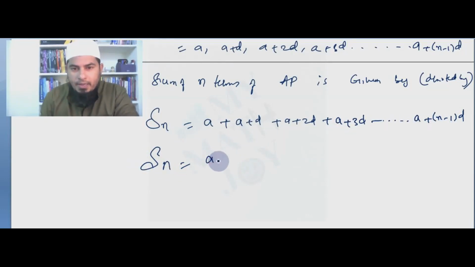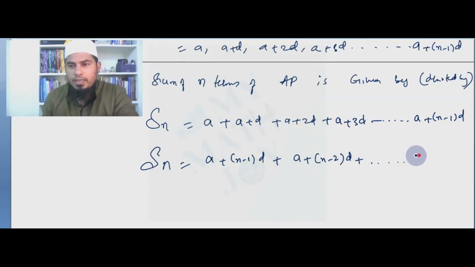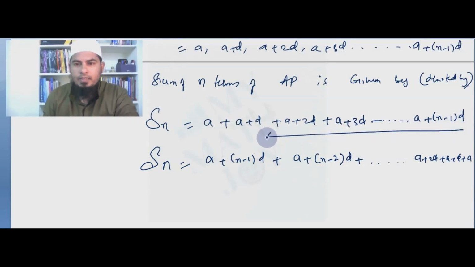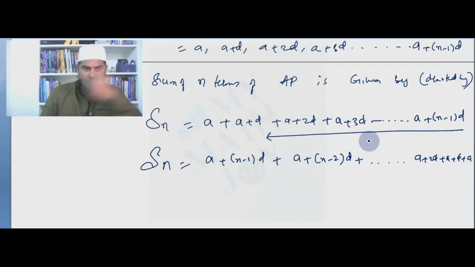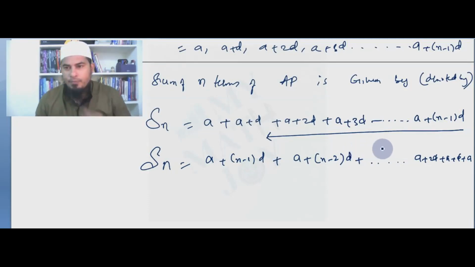So write here a plus n minus 1 into d plus a plus n minus 2 into d plus, and so on, you'll get here a plus 2d plus a plus d plus a. I have written it in this manner completely. Just before a plus n minus 1 d will be a plus n minus 2d, and we have written that here. Logically thinking, one more number before this one will be n minus 2, and like this we have written.